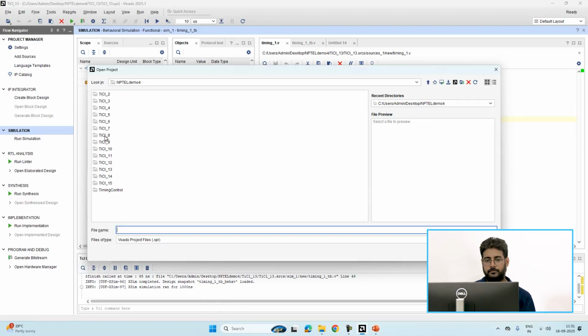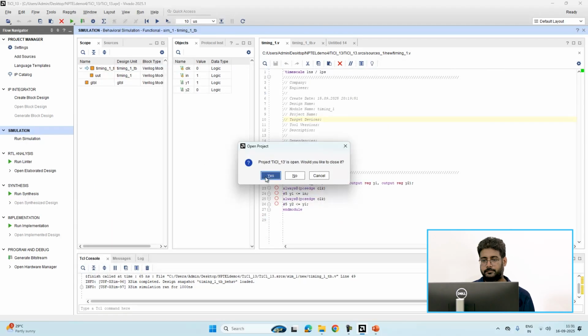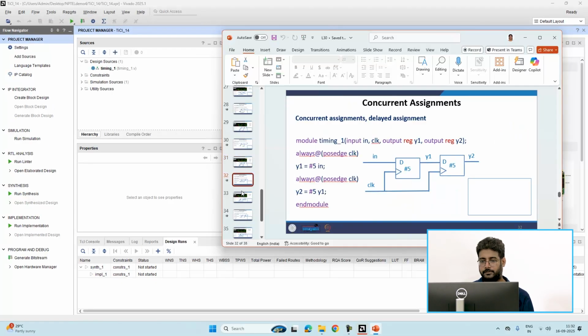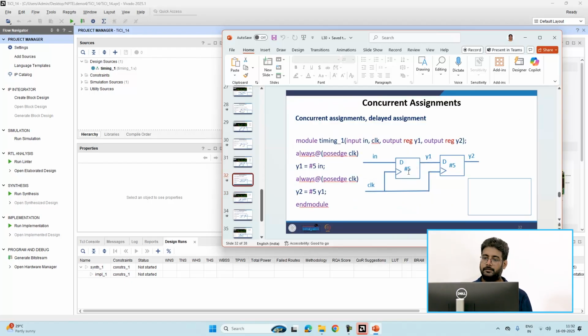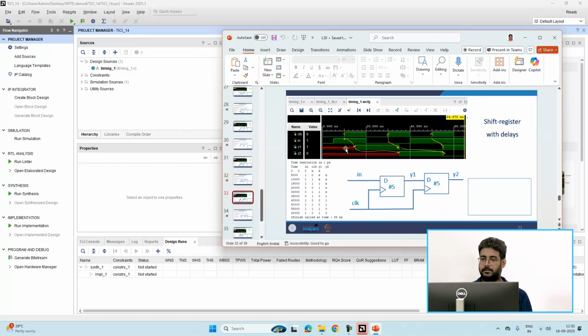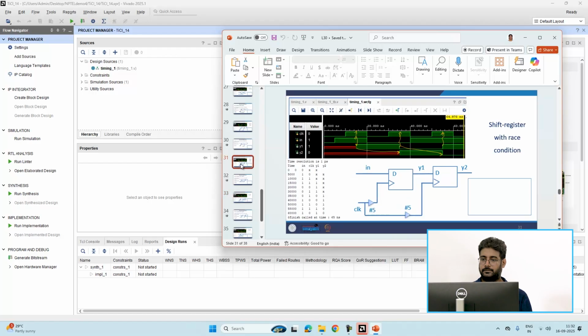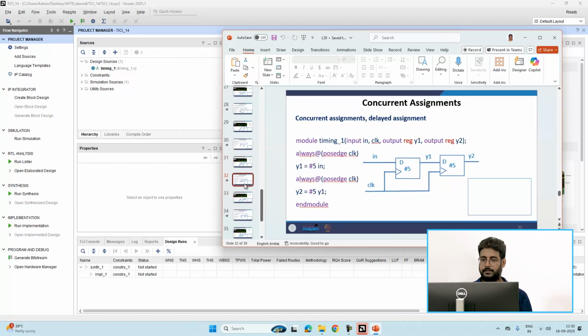Example 14 is an example of a shift register with delay. Delay means here the delay is in this D flip-flop. Earlier, it was a delay in clock, meaning it was responding to the delayed clock. Here it is a delay in assignment. Delay in assignment means there is a delay in the D flip-flop. So how is the output? Shift register with delays and shift register with race conditions.